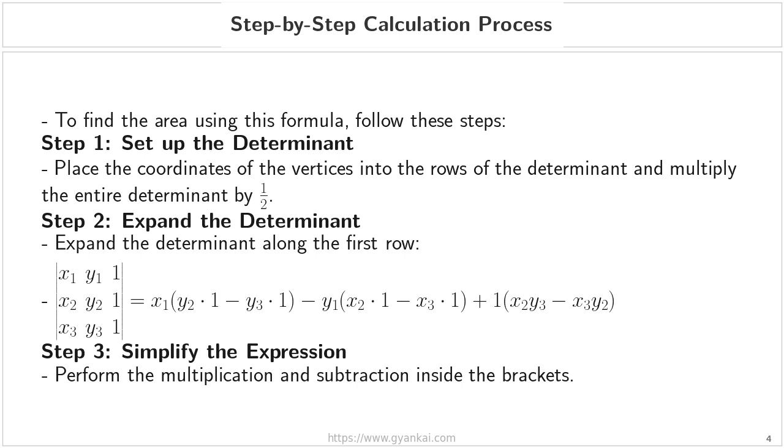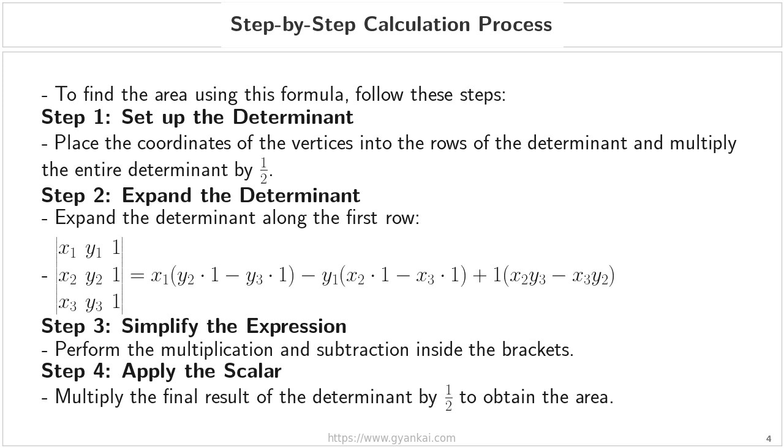In step 3, your task is to simplify the expression. This is where you perform all the multiplication and subtraction inside those brackets. It's a great place to slow down and be careful with your arithmetic. Finally, in step 4, you apply the scalar. Once you have a single numerical value from your expansion, multiply that final result by 1/2 to obtain the actual area. In the next slide, we are going to put all these steps into practice with a concrete numerical example, so keep this process in mind.